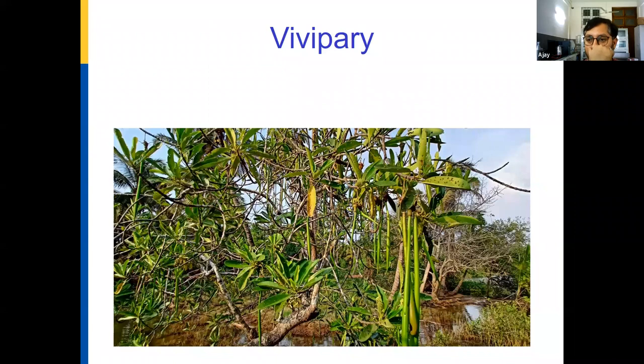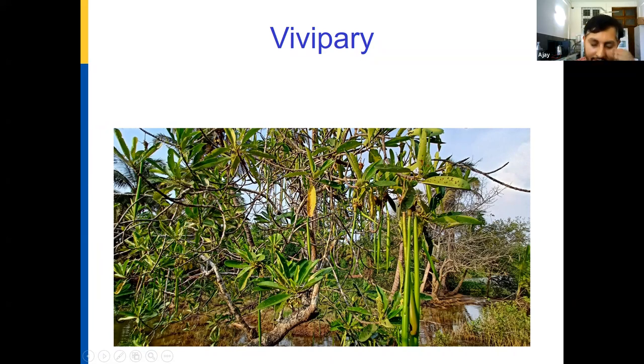The second important mechanism is viviparity. So viviparity, you can see that these are basically what you see here. We call them propagules, which means that they are the germinated embryos. These are basically the embryos of the plants or the new plantlets. They are ready to start their life.